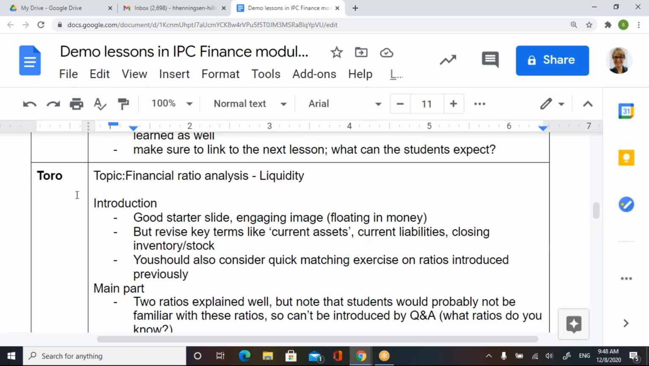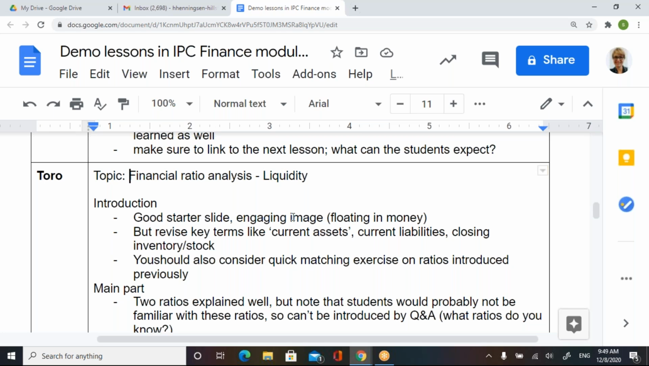Okay, so your topic was financial ratio analysis again, but the liquidity ratio this time. So I thought it was really nice. I don't know whether you talk to each other, but I think it was a really good idea to do something different, and you can help each other with these lesson concepts as well, if you like to, because there's no need to reinvent the wheel every time for every lesson if you can get ideas from somebody else.